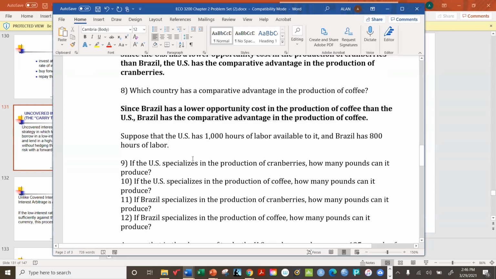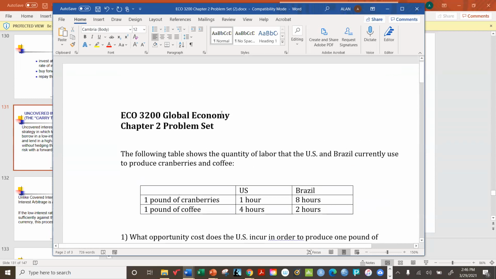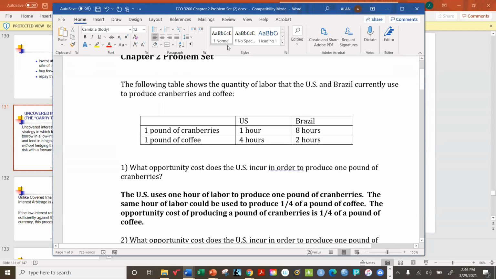Now, we're going to assume that the US has 1,000 hours of labor available to it and Brazil 800. All right, so for this part, I'm going to split the screen again so you can look at this table as we go along.